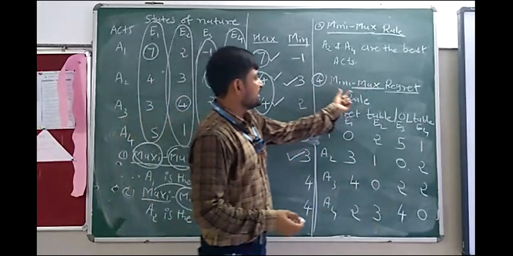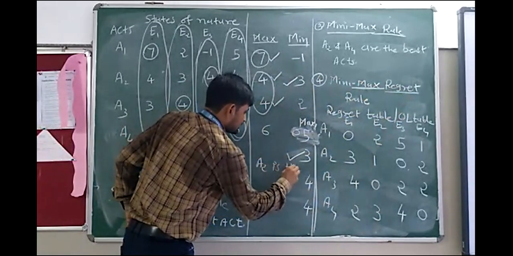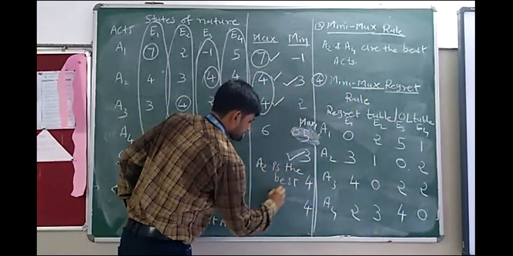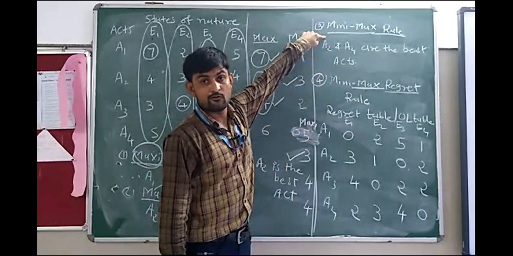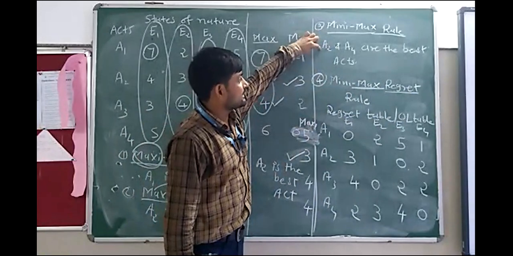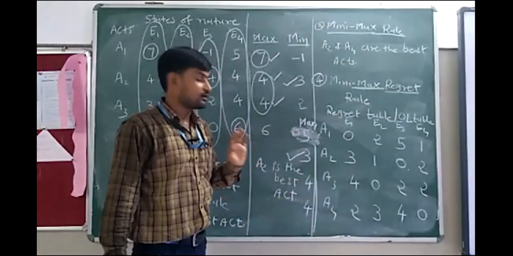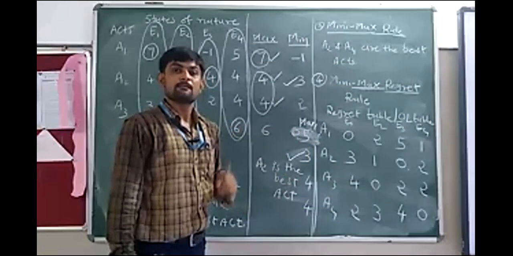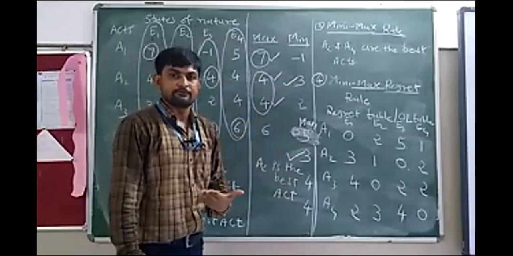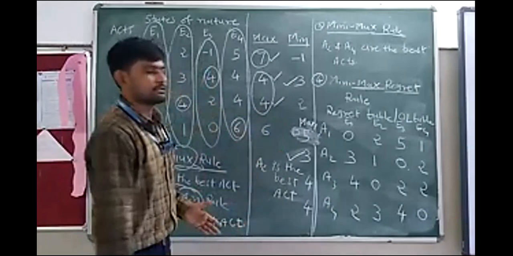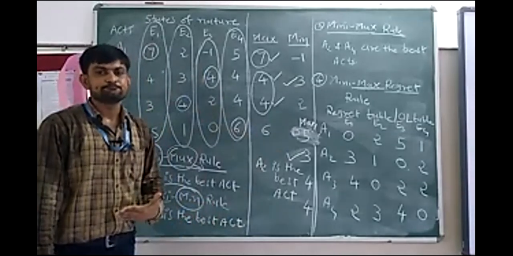So according to the Minimax regret rule, A2 is the best act. Now see the difference. Here, according to the Minimax rule only, the best acts are A2 and A4, but here only A2 is the best act, not A4. So this is the difference between the Minimax rule and the Minimax regret rule. I hope now it is clear. Okay. Now please write down. Then we'll see the next two rules, that is Hurwicz's rule and the Laplace rule.